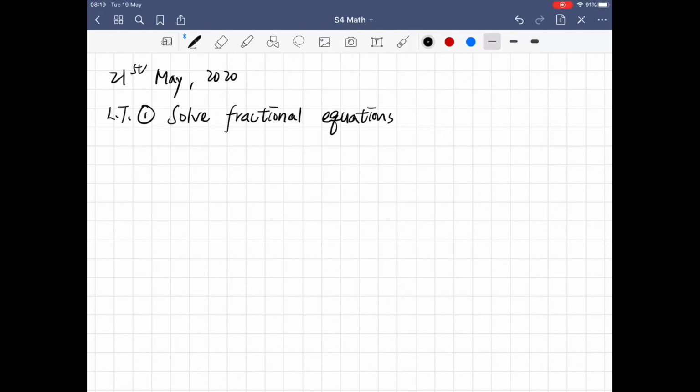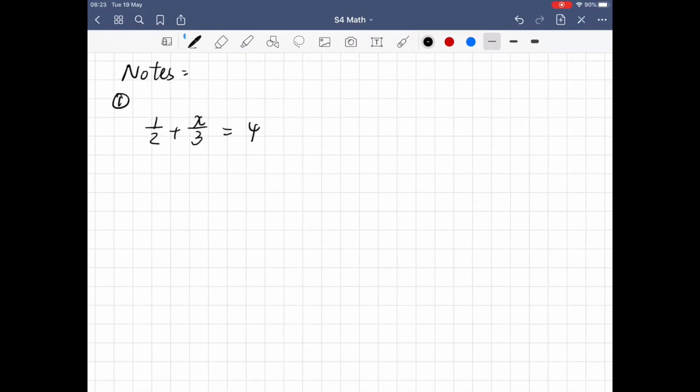Hi everyone, in today's lesson I want to talk about how to solve fractional equations. So please turn to a new page of your notebook, write down the date of today and the learning target. So when we are solving fractional equations, I want you to consider three situations.